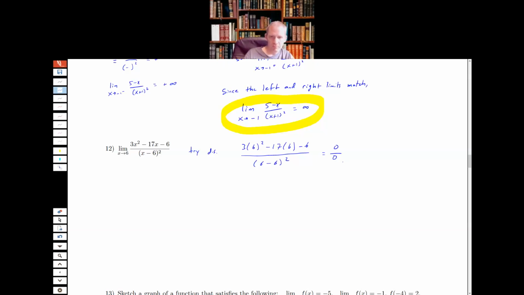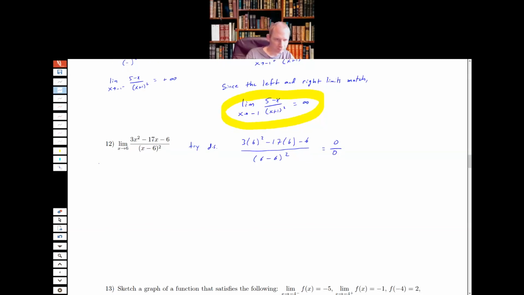However you want to compute that. So I do get a 0 over 0. So that means that x minus 6 is a factor. So I can write that as the limit as x approaches 6, x minus 6, and then when I factor it to get a 3x squared, I multiply by a 3x. To get a negative 6, I multiply a negative 6 by a positive 1.